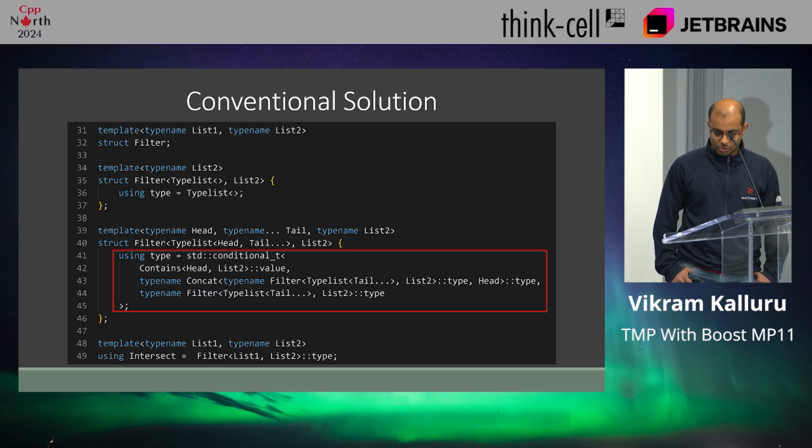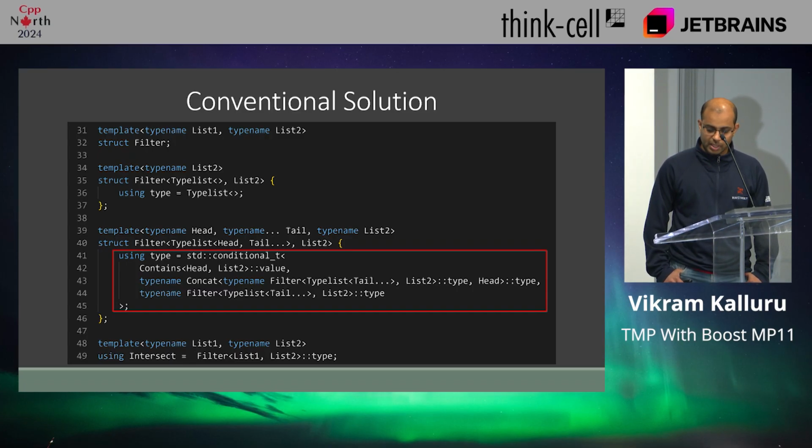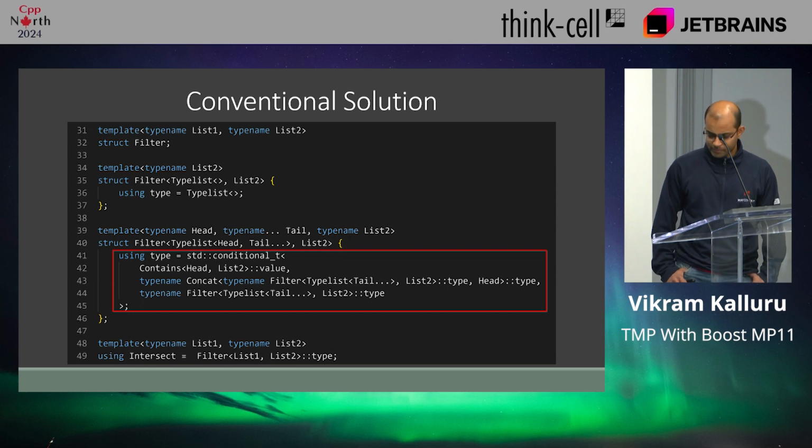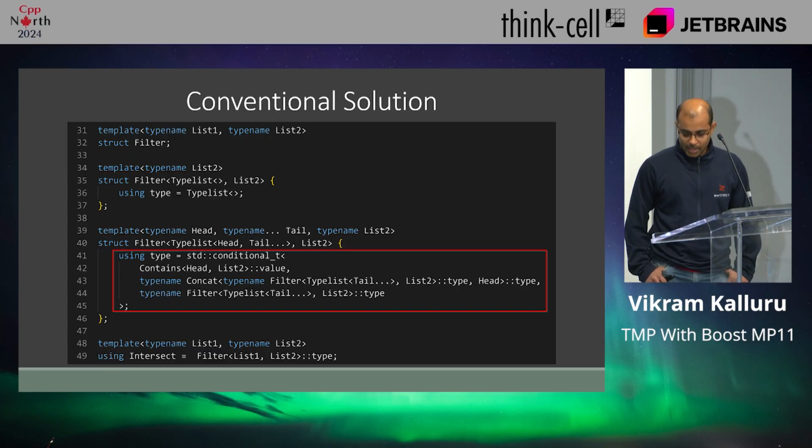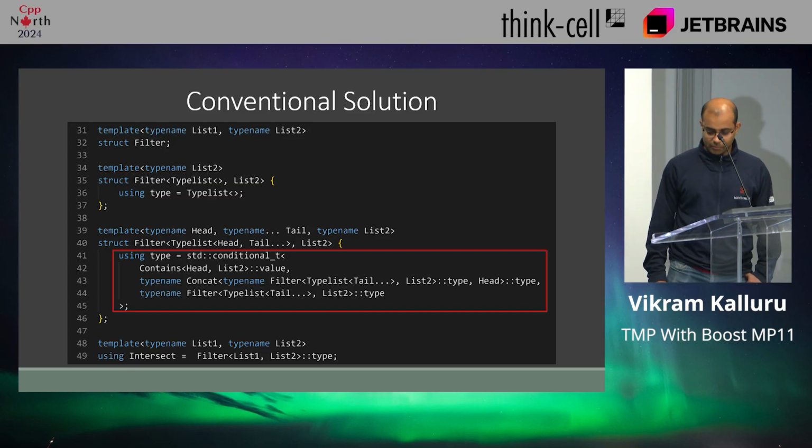The primary template's on line 32, and then we have a specialization with an empty type list for list 1, and then another specialization for a non-empty type list. So we check the first element of list 1 to see if it's contained in list 2, and if it's there, we concatenate that type head with a recursive call to filter. If not, we just call filter recursively with the rest of the elements in list 1. And eventually we get the intersected list.